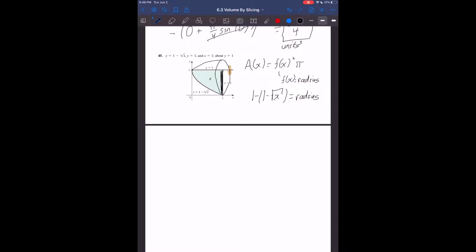Then we can do the same thing, right? We're going to integrate over all of these different areas, but now we have a changed radius instead of our original radius. We note that the 1 minus 1 is going to cancel, and this is just left with the square root of x. So my integral now becomes 0 to 1, where 0 is my leftmost x value and 1 is my rightmost x value, of pi times the radius, square root of x, squared dx. And this is not too bad to solve, right?